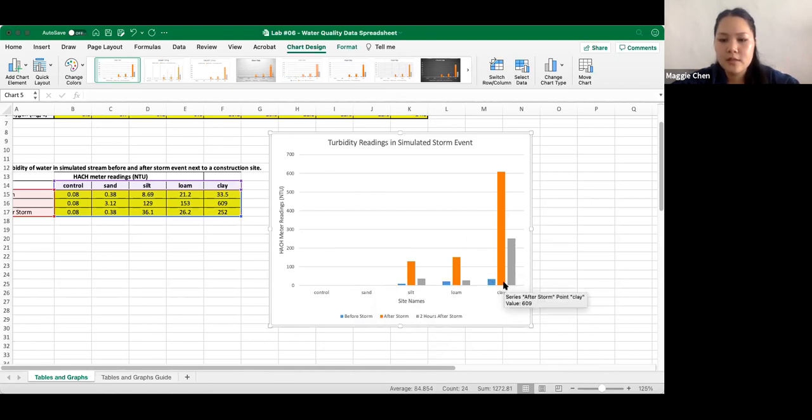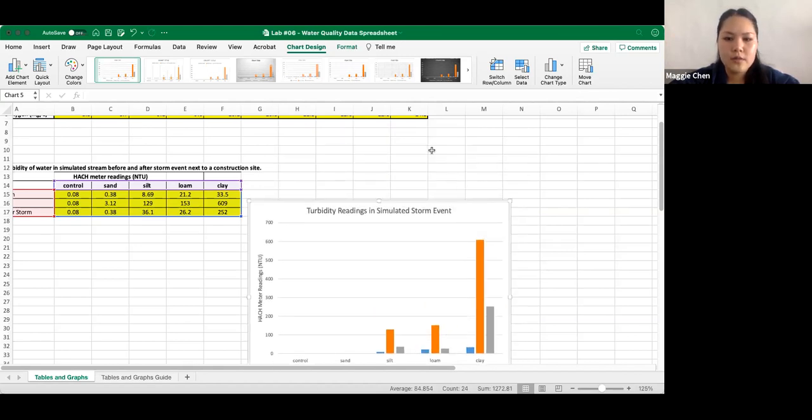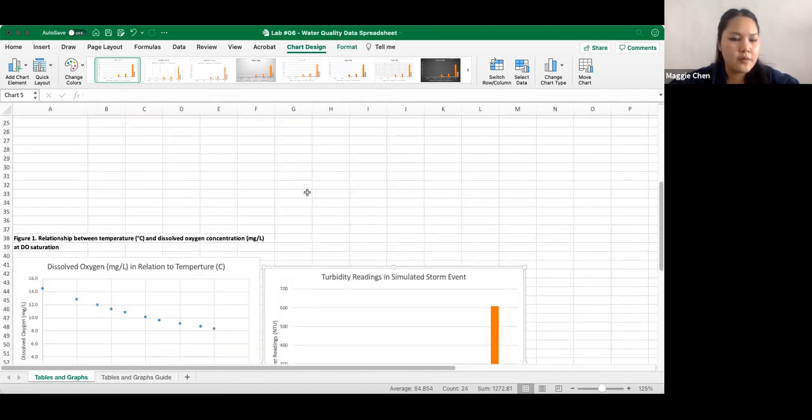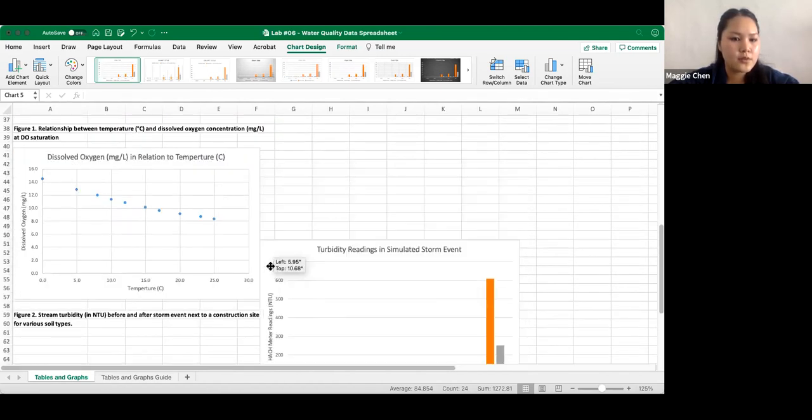It makes sense that immediately after our storm event, immediately after we shake up our water sample with clay in it, it's going to be super cloudy, so a very high NTU reading. And even 2 hours after the storm event, after we wait 2 hours for it to settle down, still very high NTU readings, still very cloudy water. So this is our second chart, and we can just move this down and put it under figure 2.